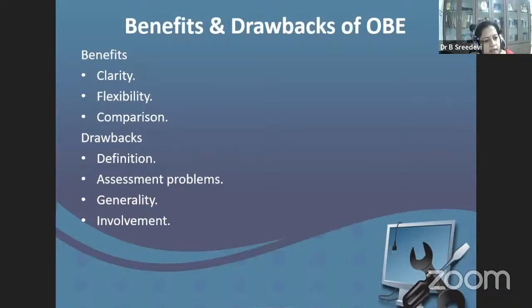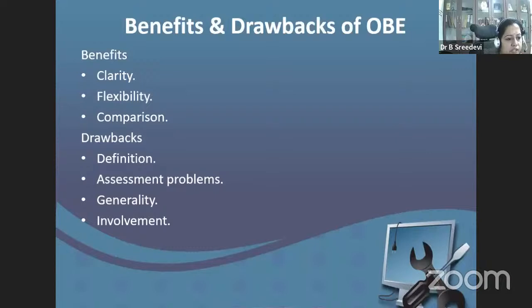And comparison deals with comparing our outcomes or our framing of curriculum and syllabi with other colleges, which leads to enhancement of the syllabus. It's the comparison of our curriculum and design with the other colleges. Definitely it leads to the enhancement of the syllabus. Then drawbacks, a number of terminologies are there.